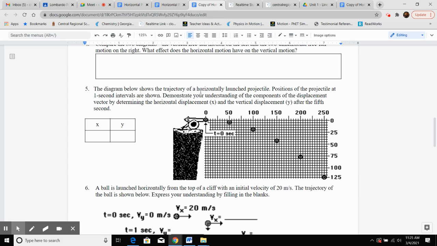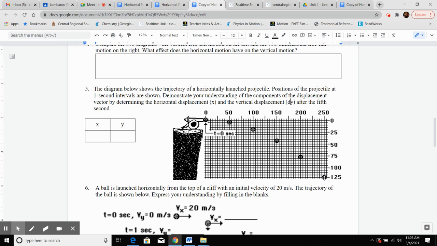So it asks you to demonstrate your understanding of the concepts of displacement vectors by determining the horizontal displacement, delta x, and your vertical displacement, dy, after the 5th second. So basically they say, okay, find the 5th second ball. So if this is 0, 1, 2, 3, 4, 5.